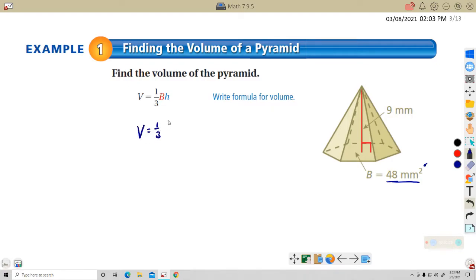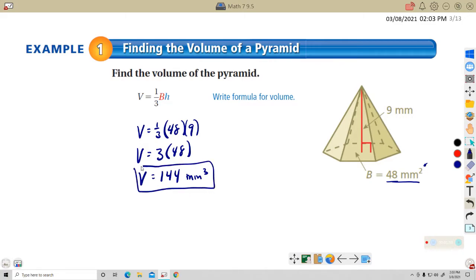Well, the volume will be 1/3. The base is 48, and the height is 9. Well, these are pretty easy numbers to work with because I can do 1/3 of 9. 9 divided by 3 is just 3. So this is 3 times 48. And then 48 times 3 is going to come out to be 144. And of course, we're talking cubic units now, right? Because we're multiplying an area times the height, so it's cubic units. Millimeters cubed.